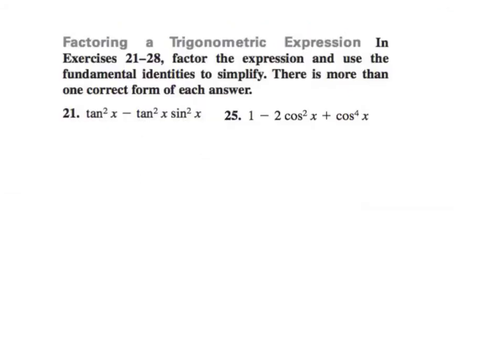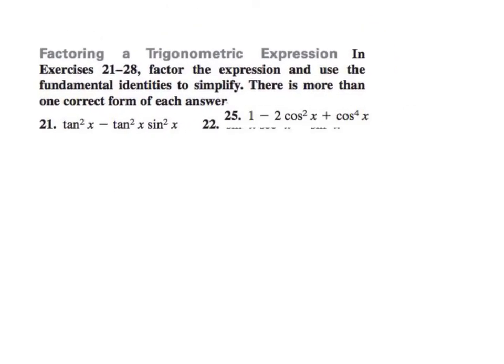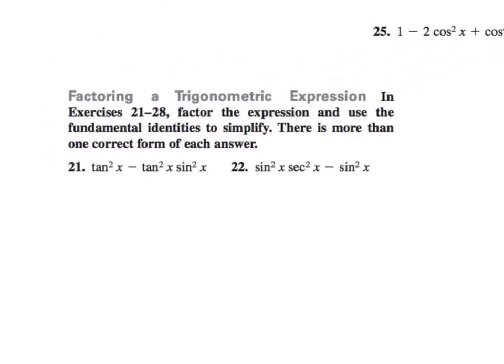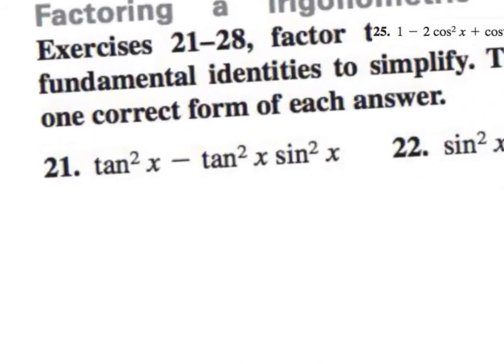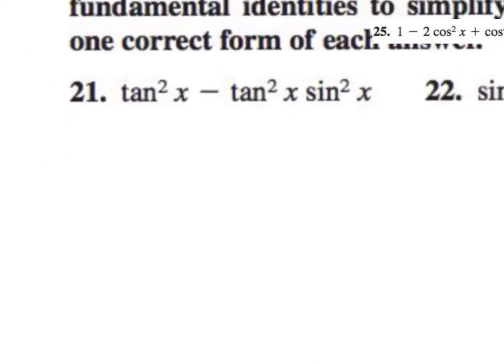Alright, so here's some examples from your textbook. This is number 21 and 25 from your text. It says factoring trig expressions, in exercises 21 through 28, factor the expression and use the fundamental identities to simplify. There's more than one correct form of each answer. So let's start with 21. Let's put 25 off to the side, and let's take a look at 21.